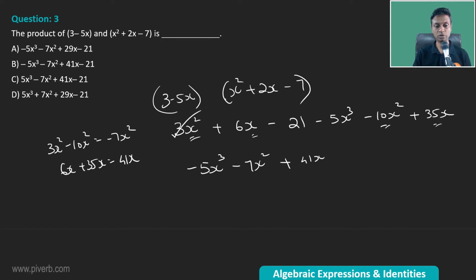So we've accounted for this, and this. Finally, we have a minus 21. We're looking for minus 5x cube minus 7x square plus 41x minus 21, which is choice B. Methodically multiply, put like terms together, add them and combine them. We are good to go.